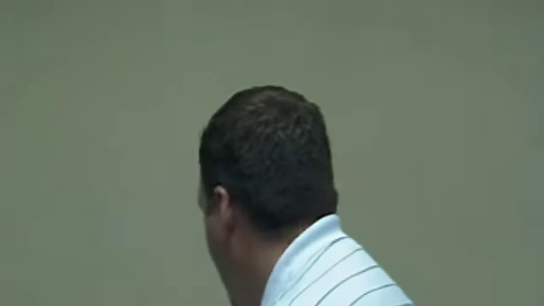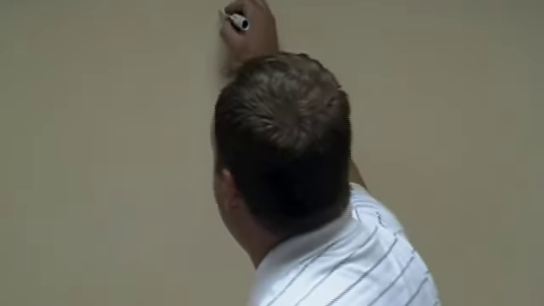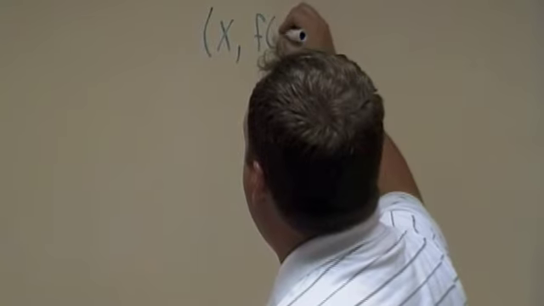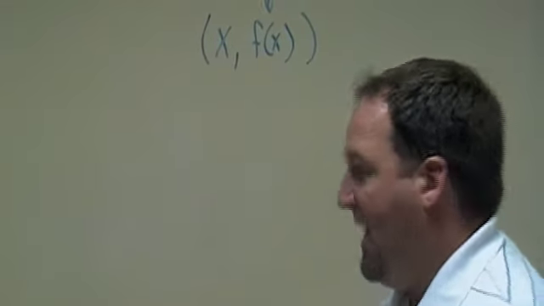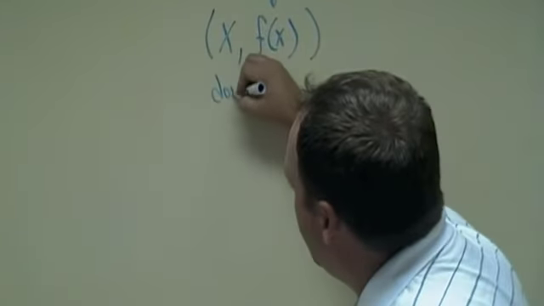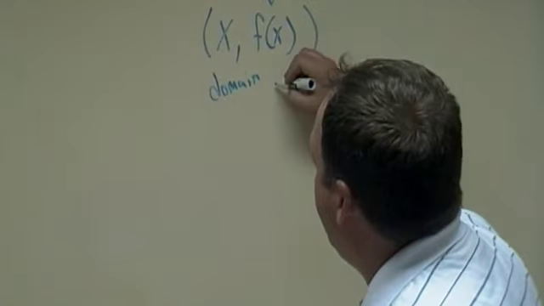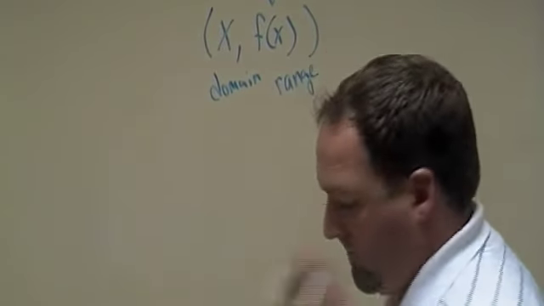or the function notation. Thus, every ordered pair x comma y can be rewritten as x comma f of x. Remember, this is a special way of writing y. X represents the domain values, and f of x represents the range values.